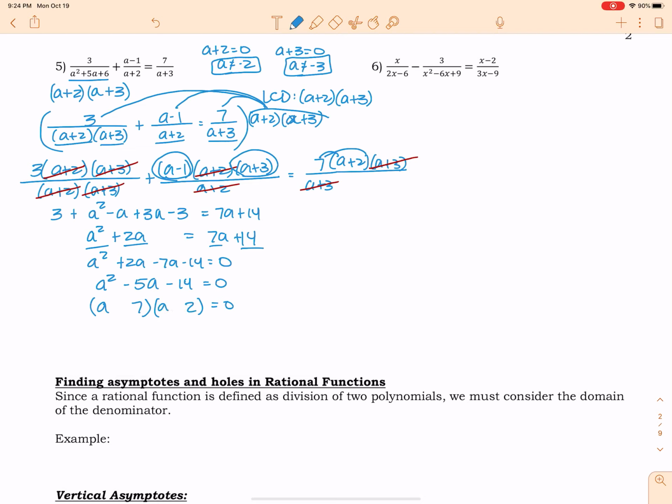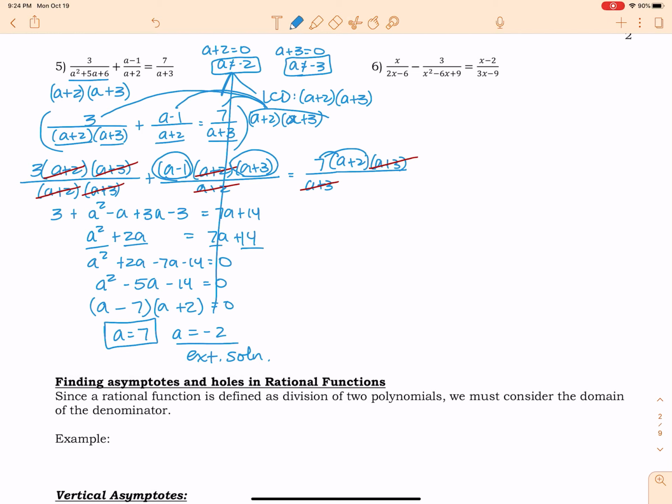I know you're all excited. Try to calm down. So a equals 7 and a equals negative 2. Well, negative 2 is one of our restricted values, so our only solution is a equals 7. So this would be considered an extraneous solution. So we have a real solution and an extraneous solution.